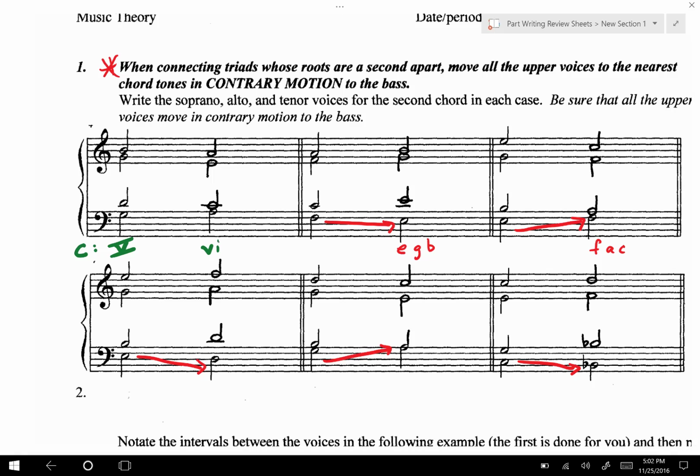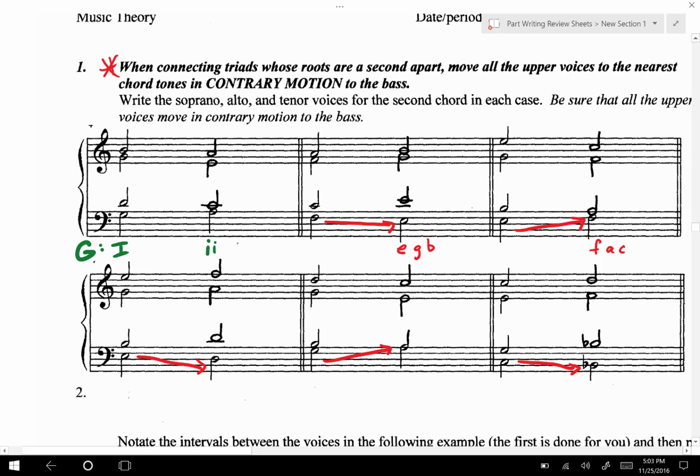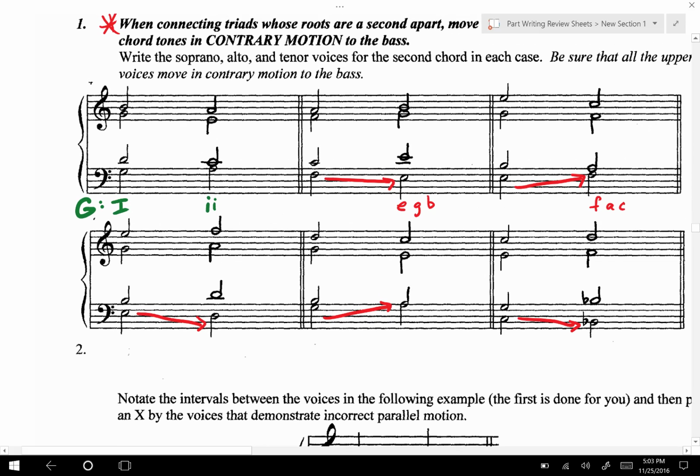What else could it be? Well, let's suppose that G-B-D is the root. That means I'm in the key of G with a capital I chord, and the root can move from I to ii, couldn't it? So you want to be aware of things like that as well. Okay, so check your work and see how you did. Make sure that the upper 3 voices are moving in contrary motion to the bass to the nearest chord tone.